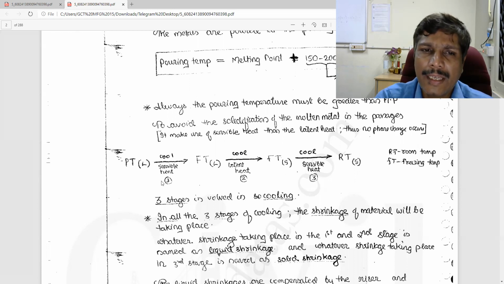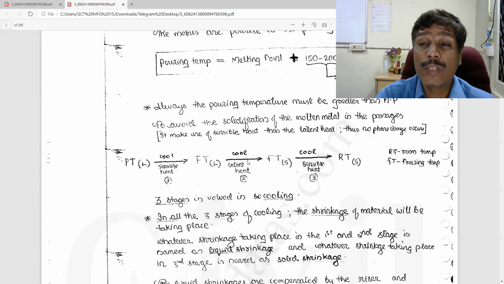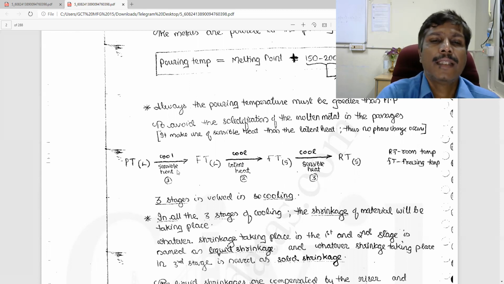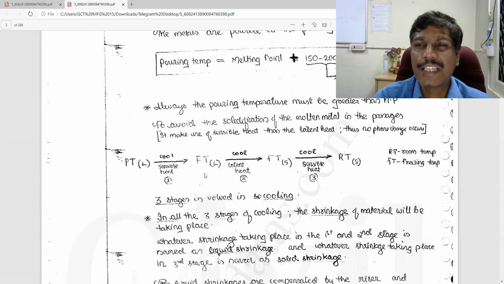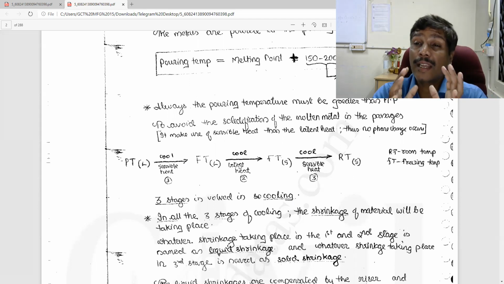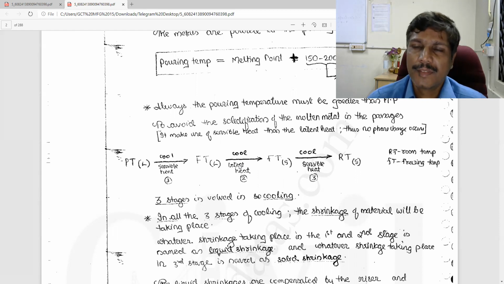Here the heat is sensible heat. Here the latent heat is the heat required to change the phase. The heat required to reduce the temperature is called sensible heat. When you remove some heat and the temperature reduces, it is sensible heat. Latent heat is the heat required for phase change, so it occurs at constant temperature.